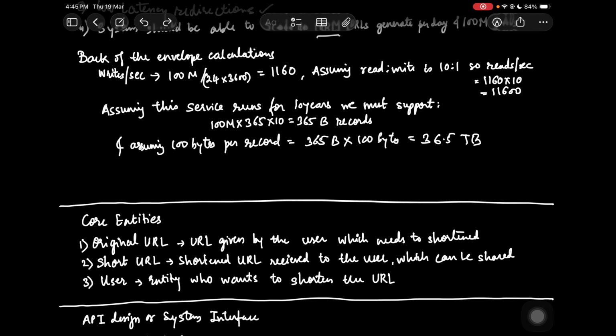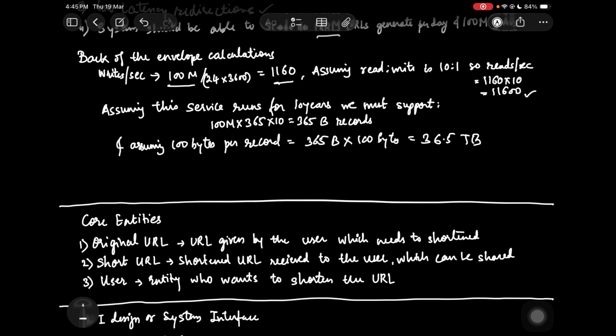The first one is where we said that we will be having 100 million URLs getting generated per day, and we need to calculate a write throughput for this. Taking 100 million and dividing it by seconds in a day, we get around 1160 writes per second. And if we assume a 10 to 1 read to write ratio, our read throughput jumps to 11.6k requests per second.